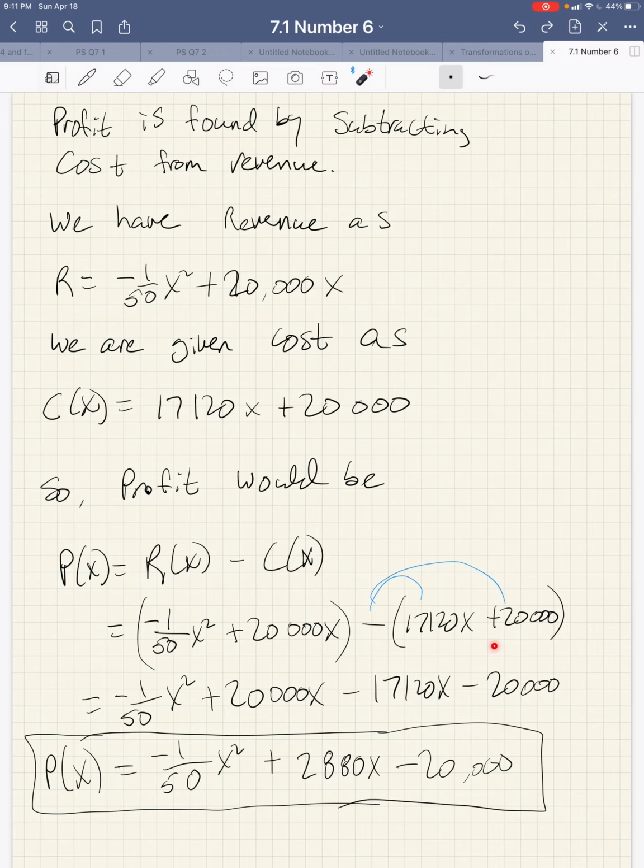Now, since the cost function has two terms in it, we have to separate these things with parentheses because we would distribute that negative. Here's our revenue, minus 1/50 x squared plus 20,000x. Here's our cost, 17,120x plus 20,000. And when we distribute the negative, that cost part becomes minus 17,120x minus 20,000. And when we combine these like terms, what we wind up with is a profit function of minus 1/50 x squared plus 2,880x minus 20,000.